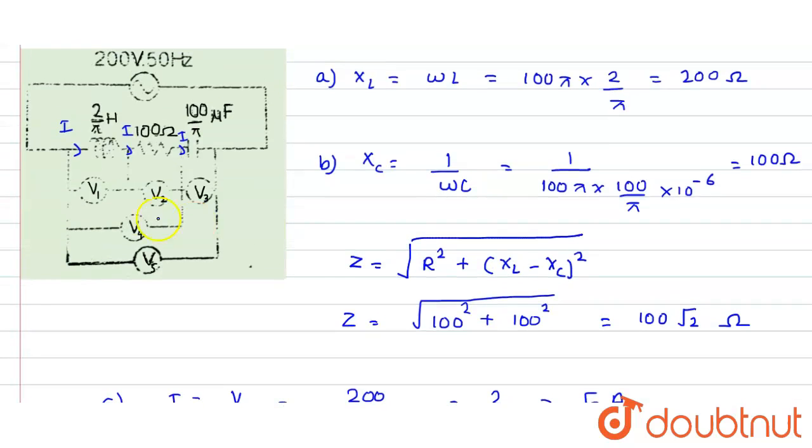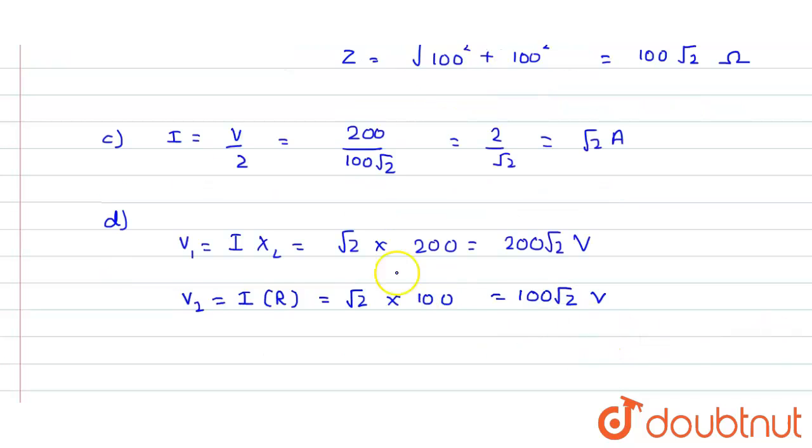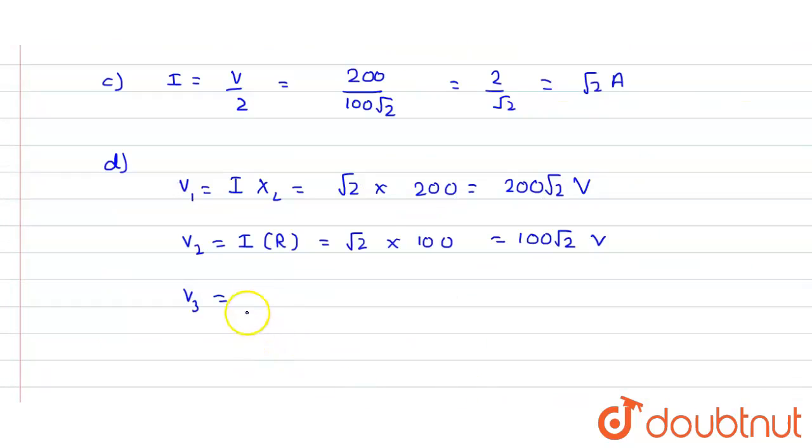This is our V1. Now V2 is across the resistor, which is very simple. V2 equals I into R. I is root 2 and the resistance is 100, so it is 100 root 2 volts. Now we calculate V3, which is across the capacitor, so it is I into XC. I is root 2 and XC is 100, so again it is 100 root 2 volt.